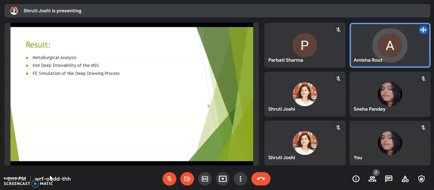Second one is hot drawability of the MSS. To perform this analysis, experimental trials were selected where three parameters are kept constant. These are an austenitization temperature of 1050 degrees Celsius, a dwell time of 300 seconds, and a blank diameter of 170 mm. The determined maximum drawing depth values are summarized for the different MSS alloys.